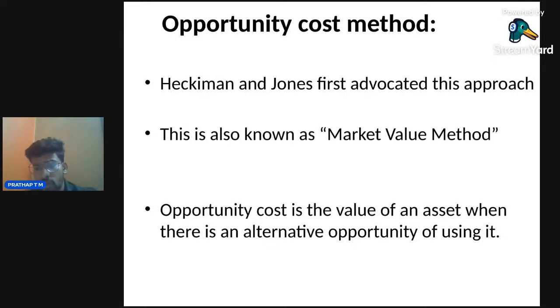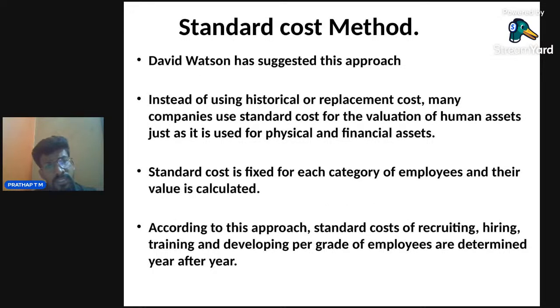human resources based on the formula: what we sacrifice divided by what we get. That is the method we use for determining the value of human resources based on opportunity cost. The next method is the standard cost method, suggested by David Watson. This is the method we use in cost accounting when determining the cost of a specific product. In the same way, we determine human resources based on the standard cost.